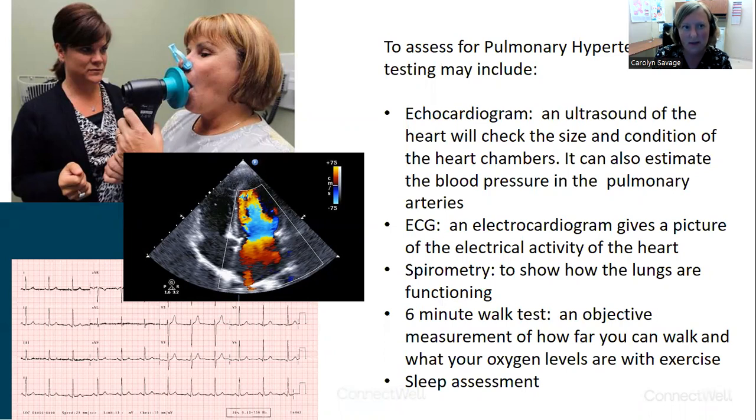Spirometry, as shown in the top left, is a measurement to see how the lungs are functioning. And again, thinking of the shortness of breath and chest tightness, they're very similar to lung conditions. A 6-minute walk test can measure if the oxygen levels are changing with exertion. And sometimes a sleep assessment is part of the assessment for pulmonary hypertension and determining the cause of the pulmonary hypertension.